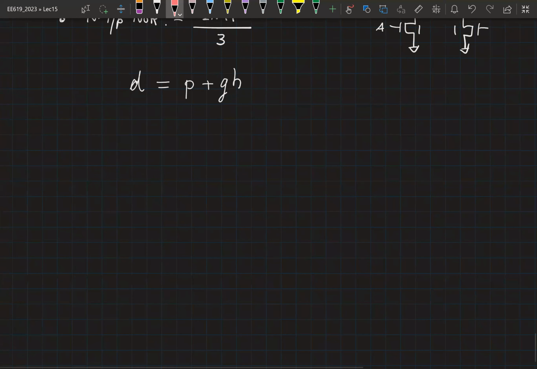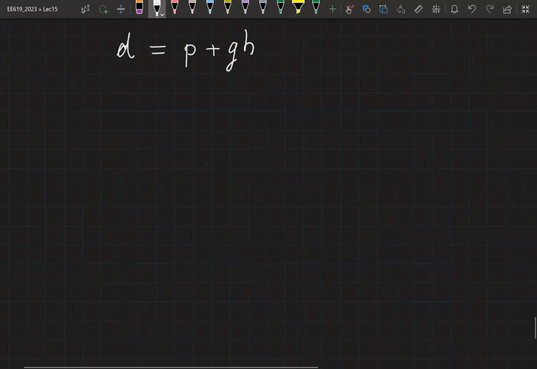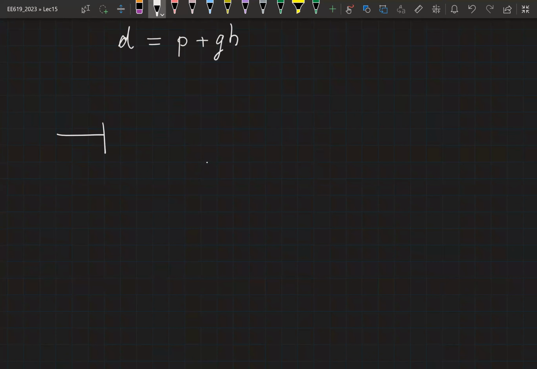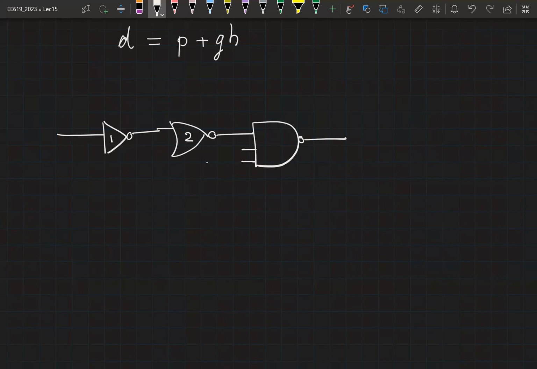So now let me give you a quick calculation to do. Let's say I have an inverter sized at 1. This is driving a NOR 2 gate, sized 2. This is driving a NAND 3, sized 4. And this is driving some very large load. This large load is because of an inverter which is sized at 64. So your CL is basically 64 into 3C.